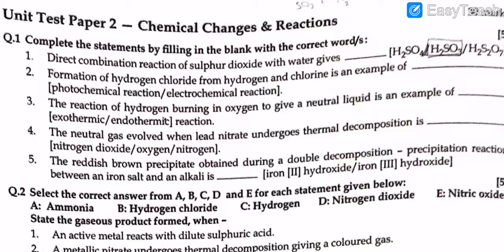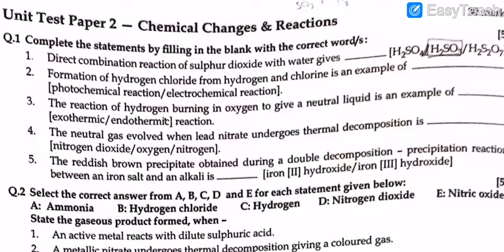Then question number 3. The reaction of hydrogen burning in oxygen to give a neutral liquid. Neutral, I'm guessing water, of course, because hydrogen plus oxygen gives you water, and water has no taste, no color, it is a colorless liquid. So it is a neutral liquid. So hydrogen plus oxygen, as we saw just a while ago, is an exothermic reaction, right? So take that option.